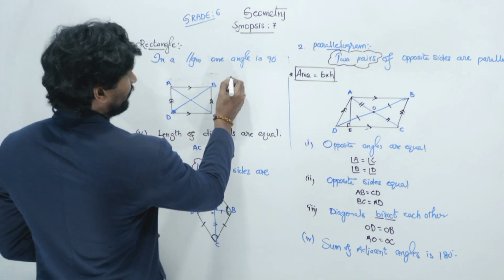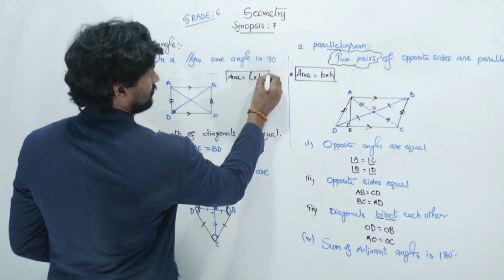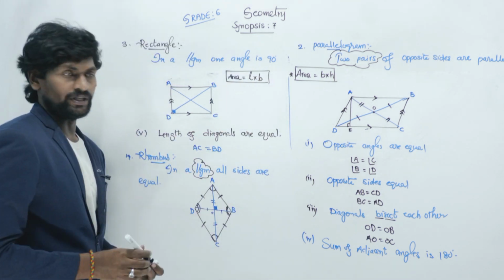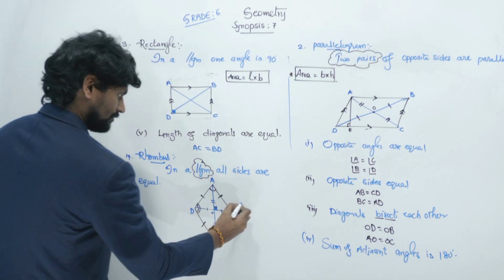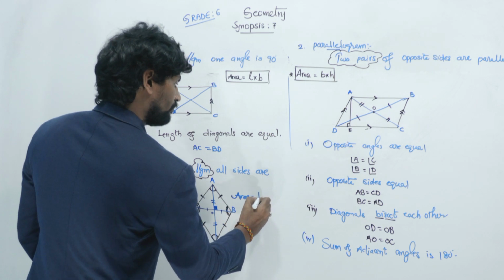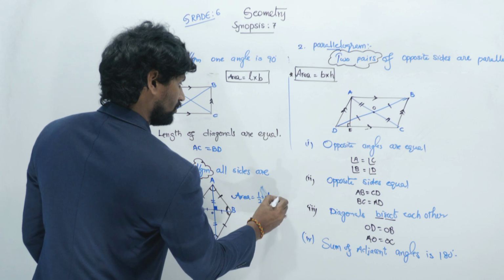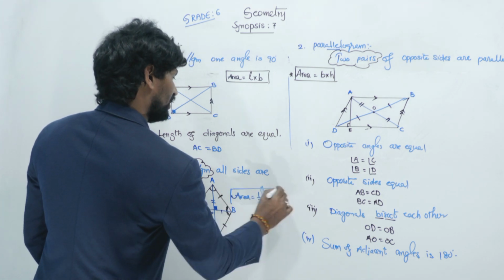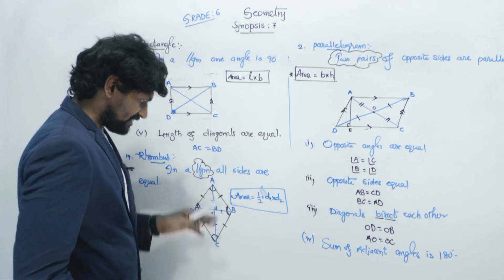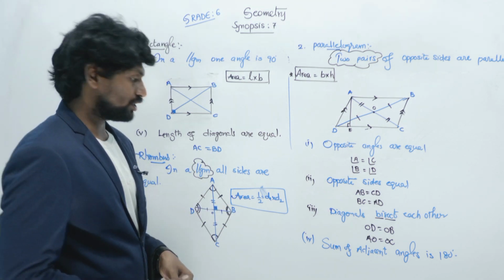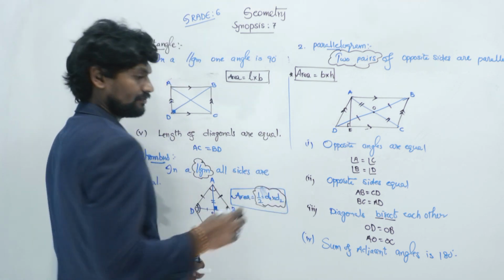Now what is the area of a rectangle? Area of rectangle we already know is length into breadth, L into B. Now area of rhombus. Area of rhombus is half base into height, sorry, half D1 into D2. Here D1 and D2 are nothing but the lengths of the diagonals AC and BD. Okay?